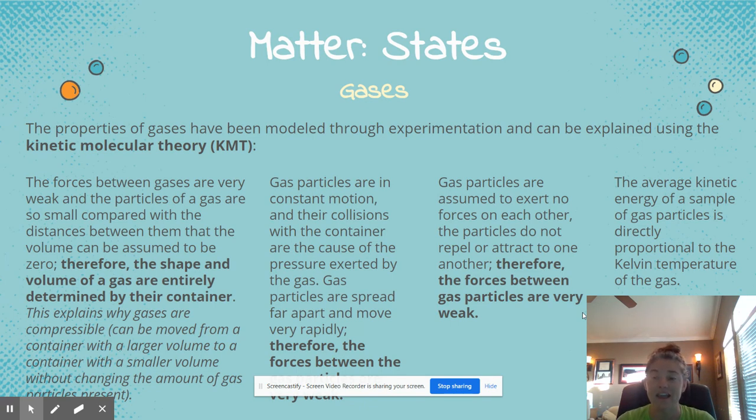The average kinetic energy of a sample of a gas is directly proportional to the Kelvin temperature, which is just a unit for temperature measurement of a gas. So the higher the Kelvin temperature, the more kinetic energy it has, the faster those gas particles move. At a lower Kelvin temperature, they're still highly energetic, but the slower they will move.